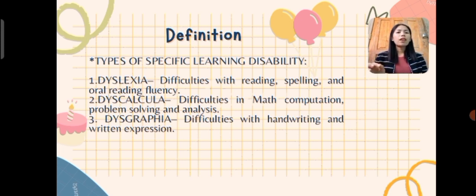And then we have dyscalculia. When we say dyscalculia, this refers to difficulties in math computations, problem solving, and analysis. So, the child is hinay sa pag-compute. Okay? Next, and the last is dysgraphia. When we say dysgraphia, ang bata naay difficulties with handwriting and written expression. So, klase-klase ang mga learning disabilities. That's it for my part.